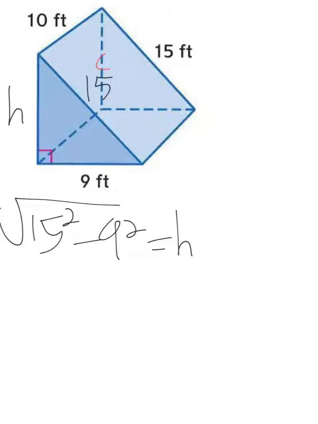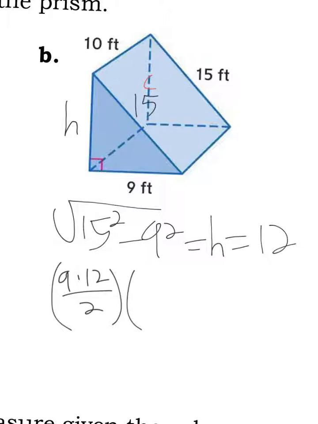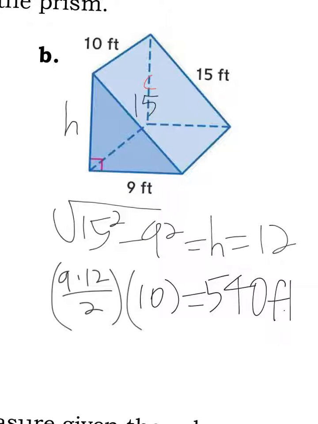When I do 15 squared minus 9 squared and square root it, that's going to give me a value of 12. So now I just go big B is base of 9 times a height of 12 divided by 2 times the height of the prism, which is 10. Okay, and just type all that in. You're going to get volume is 540 cubic feet.